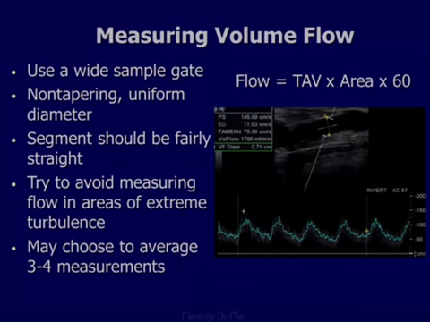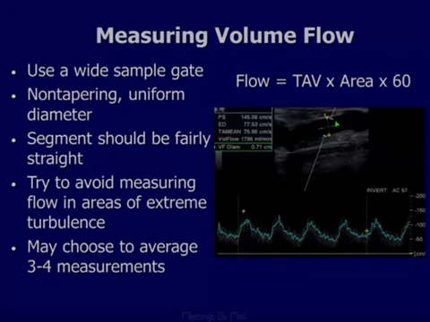What we'll want to do as operators when we're measuring volume flow, if you can see right here, our sample volume is opened up quite wide. We want to make that as wide as the vessel. We'd like to pick an area where the conduit is fairly straight and of uniform diameter, and those of you who scan AV fistulas know that this is a challenge, to find a good straight spot.